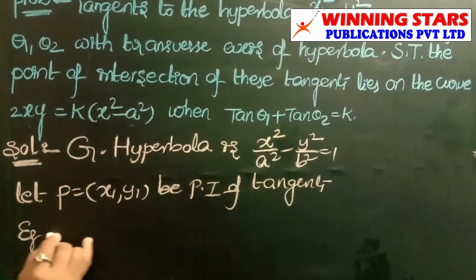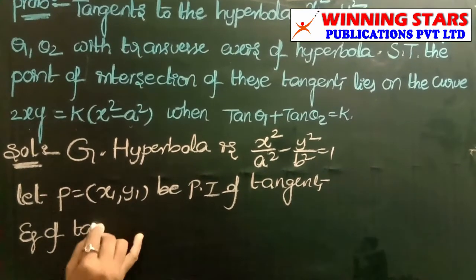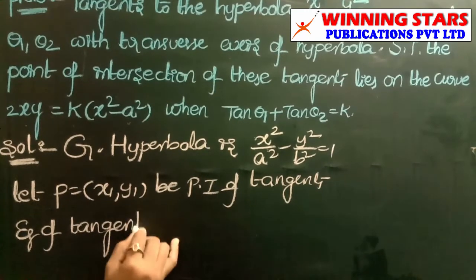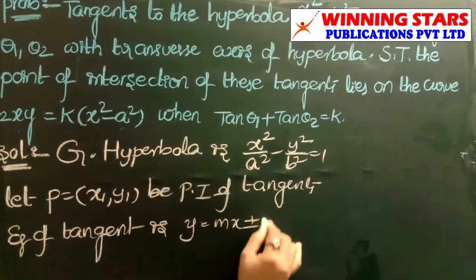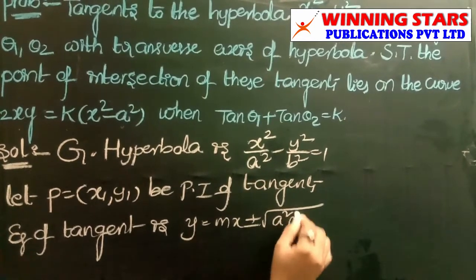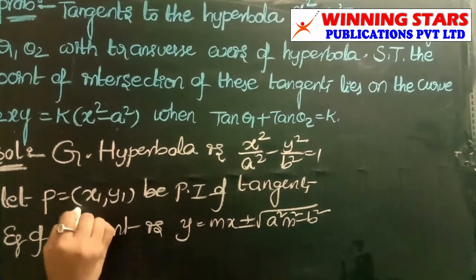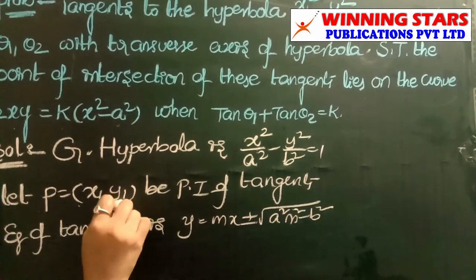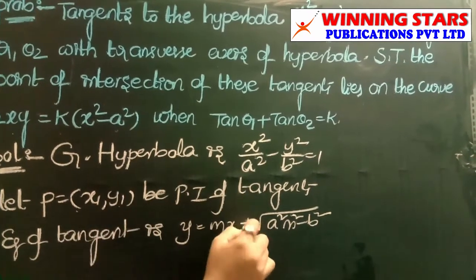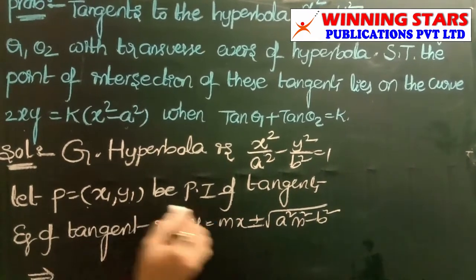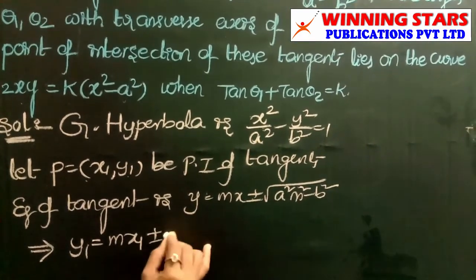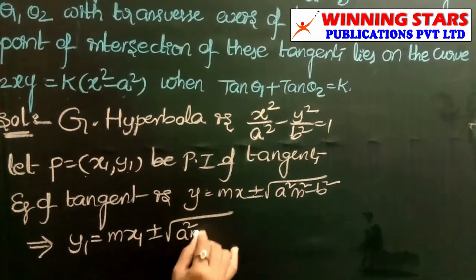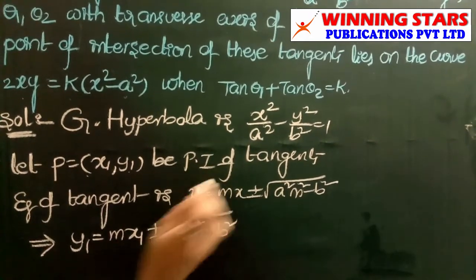And what is the equation of tangent? Already we know that the equation of tangent with slope m is y = mx ± √(a²m² − b²). Now the point (x1, y1) is a point of intersection of the tangents, means the point of intersection lies on this line. So we are substituting that point in this equation, which implies y1 = mx1 ± √(a²m² − b²), since the point of intersection lies on the tangent.